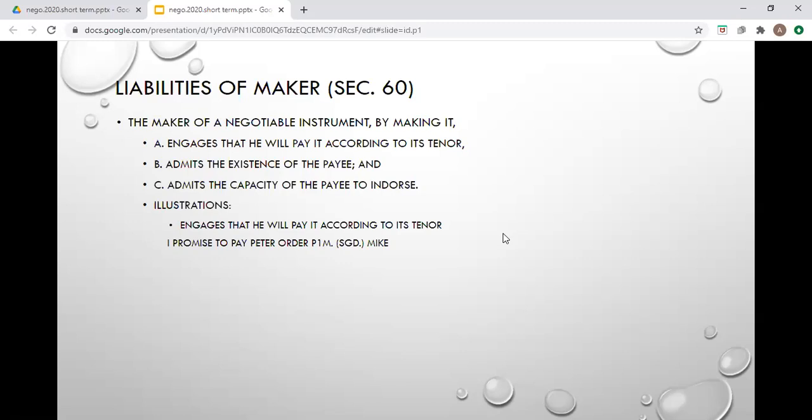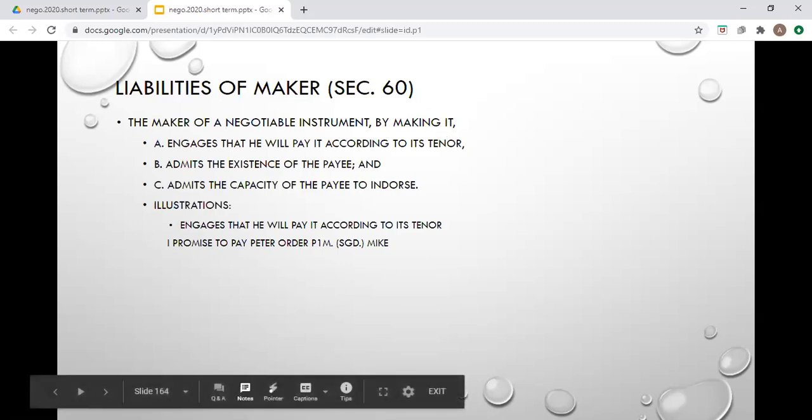I promise to pay Peter or order 1 million pesos, signed Mike. So Mike here is the maker. In making a promissory note and subsequently issuing it to Peter, Mike binds himself to pay Peter or the order of Peter the amount of 1 million pesos, 1 million being the tenor of the instrument.